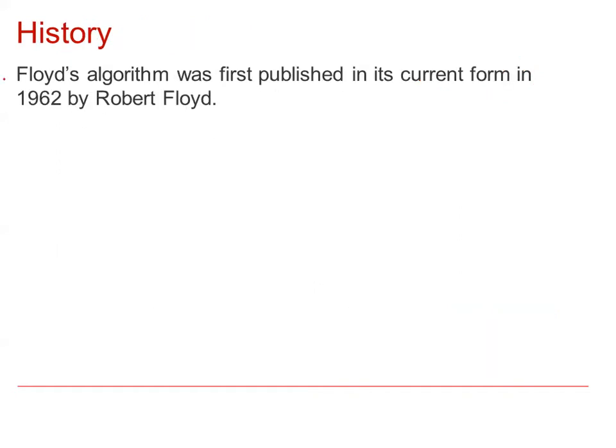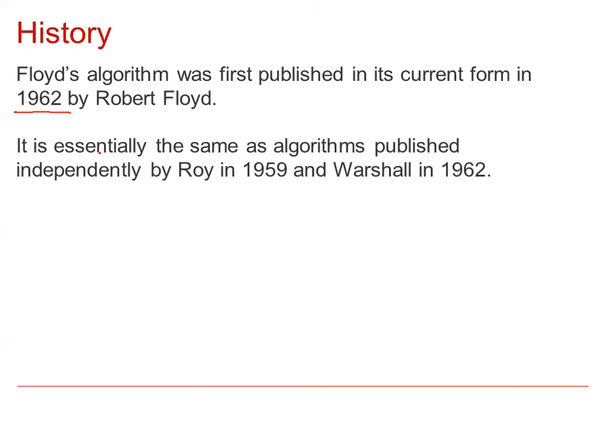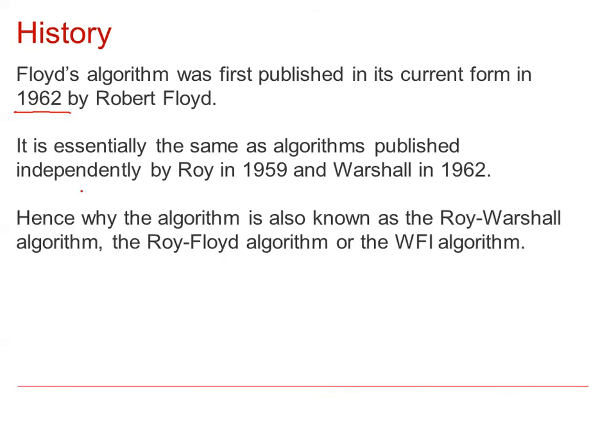Floyd's algorithm was first published in its current form in 1962 by Robert Floyd. Interestingly, at the same time, two other mathematicians, Roy and Warshall, also published the same algorithm. Therefore, you might find that the algorithm has other names, as you can see listed here.